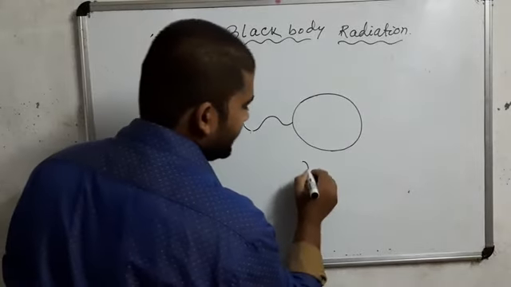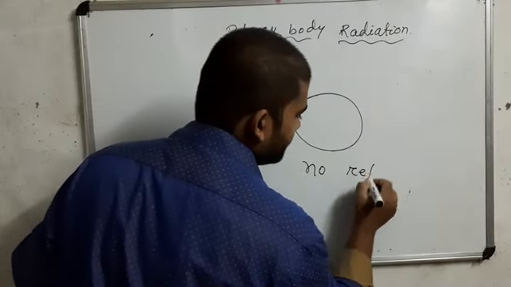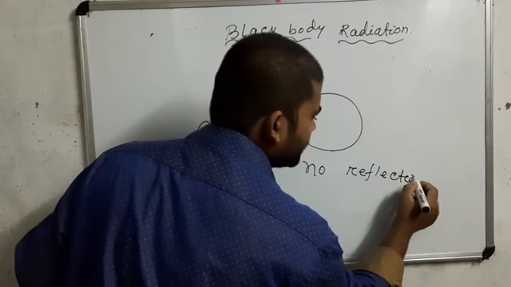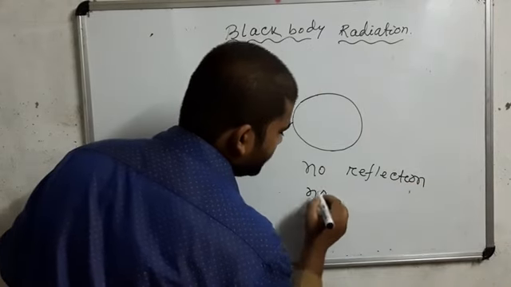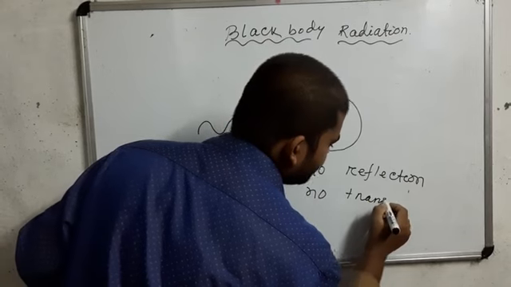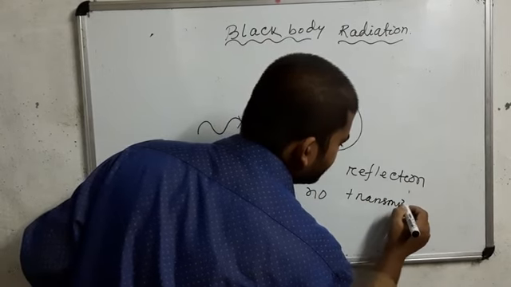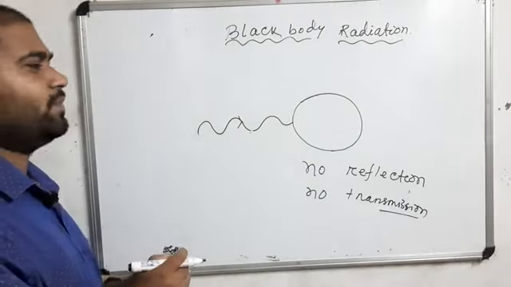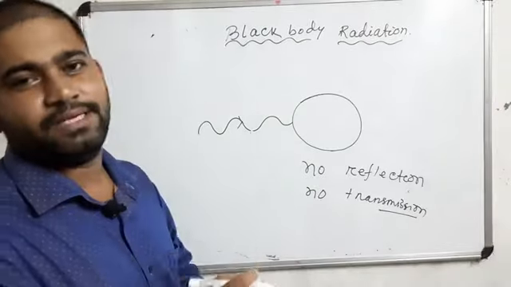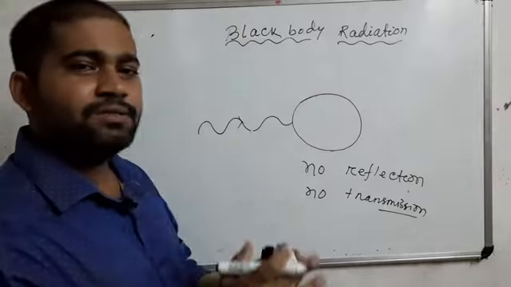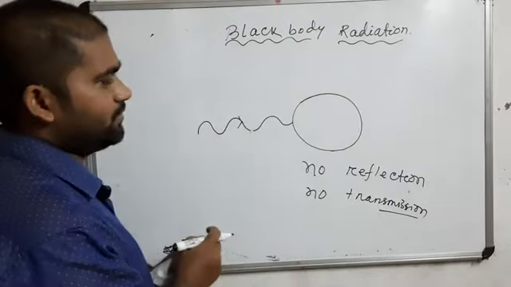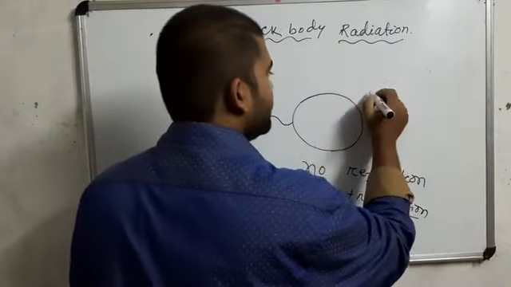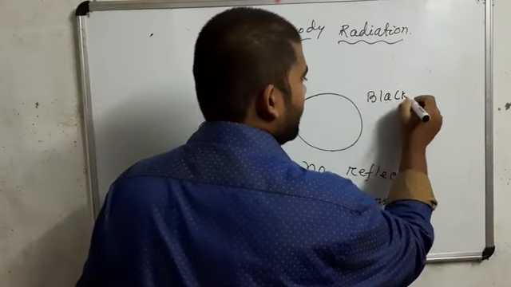That means there is no reflection, there is no transmission, but only the absorption takes place in case of that body. And when the energy radiation is absorbed, then we can say that is a black body.